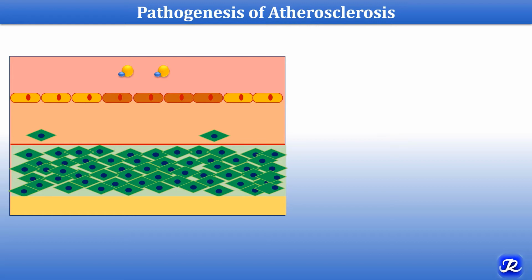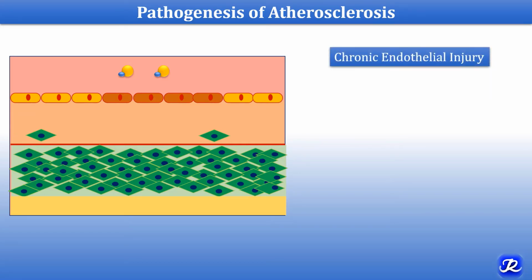Now let's see the major events in the pathogenesis of atherosclerosis. Atherosclerosis is a chronic inflammatory condition and it takes several years to develop this condition. The first major event is chronic endothelial injury and it is developed due to the presence of multiple risk factors like hypertension, hypercholesterolemia, then toxins from the cigarette smoke, or hyperhomocystinemia. And due to this chronic endothelial injury, it leads to endothelial dysfunction.